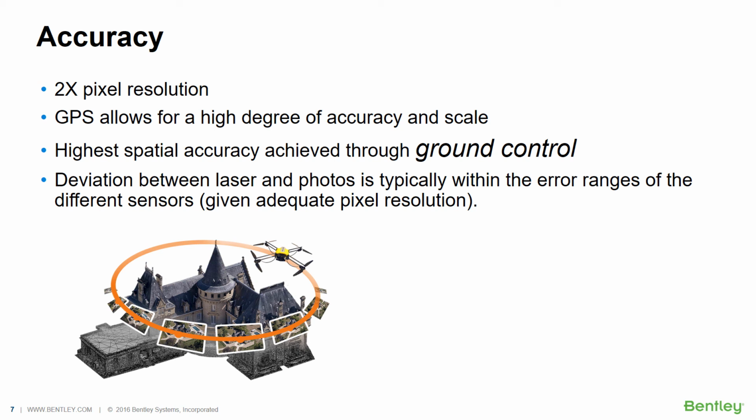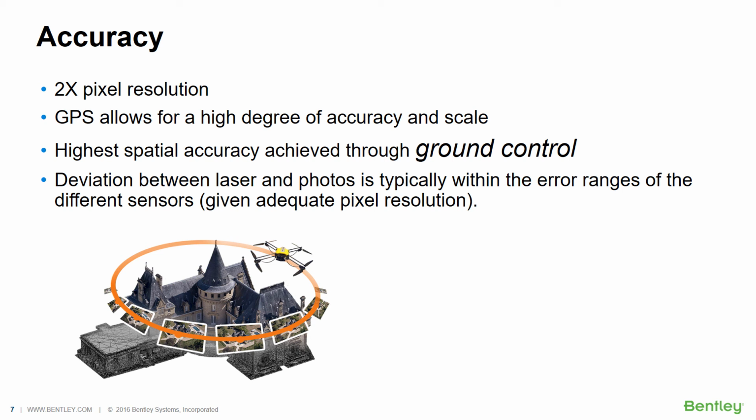The accuracy actually is very high. So if you have a pixel that covers 1 centimeter in your photograph, then the accuracy of the mesh is 2 centimeters. So it's 2 times the pixel resolution.